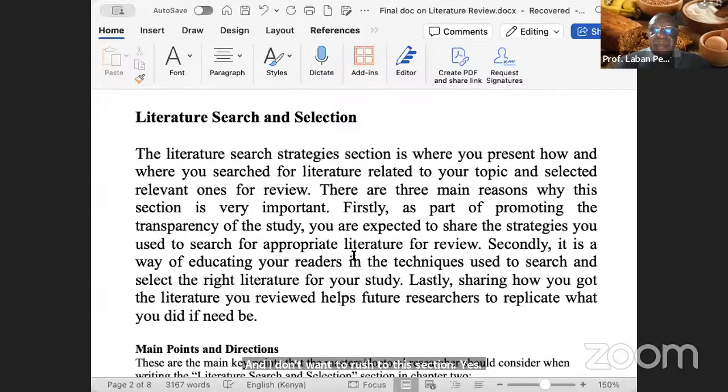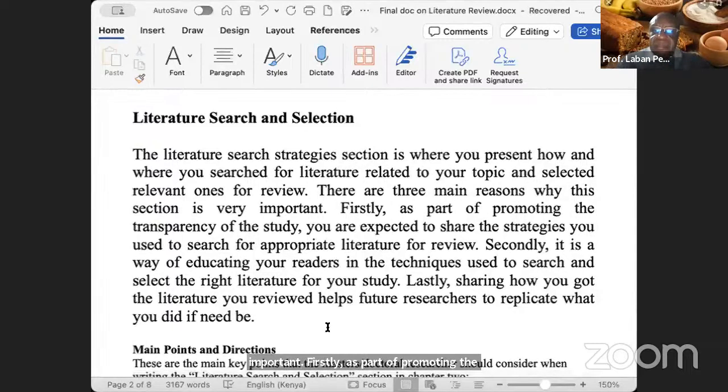Okay. Literature search and selection. The literature search strategy section is where you present how and where you searched for literature related to your topic and selected relevant ones for review. There are three main reasons why this section is very important. Firstly, as part of promoting the transparency of the study, you are expected to share the strategies you use to search for appropriate literature for review.